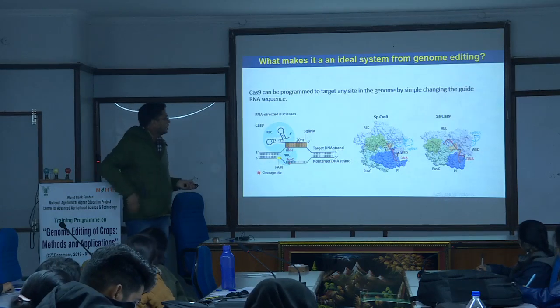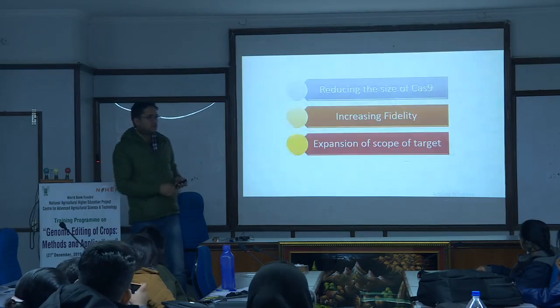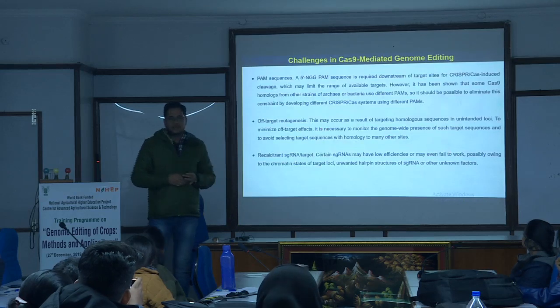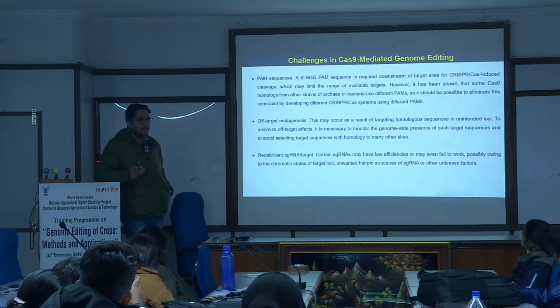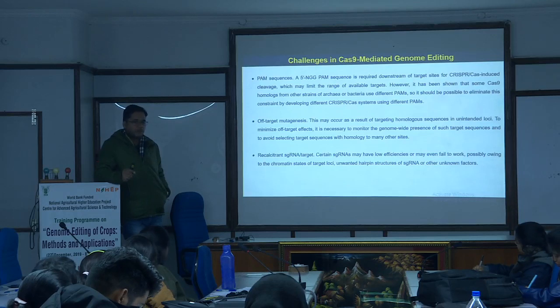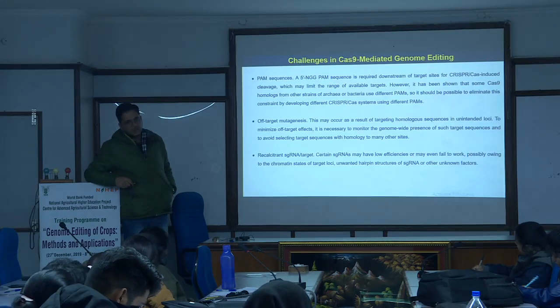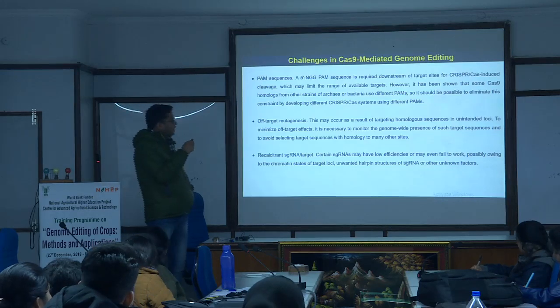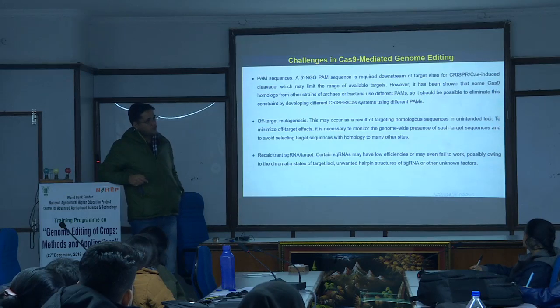So what are the challenges with this CRISPR system? What are the challenges with this CRISPR Cas9? First challenge is PAM requirement. You need a PAM juxtaposed to your target. Without PAM, you won't be able to target that particular gene. So you need a PAM sequence, and that is a major challenge, because suppose a gene is not having a PAM sequence, then you won't be able to target it.